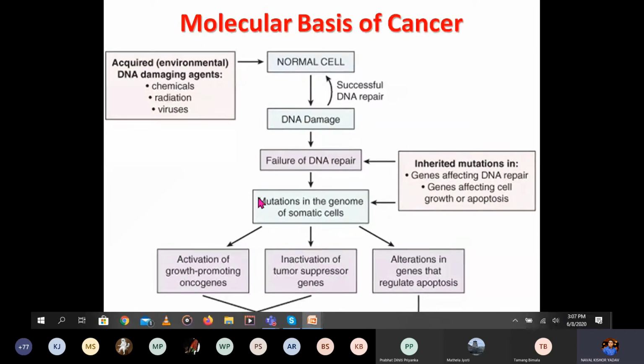The mutation in the genome causes the activation of growth promoting oncogene. Second one, inactivation of tumor suppressor gene. Third one, alteration in the gene that regulates the apoptosis. Thus you remember, if the DNA is not repaired, that causes the mutation in the genome of somatic cells. And due to that, there is the activation of growth promoting oncogene, inactivation of tumor suppressor gene, and alteration in the gene that regulates the apoptosis.